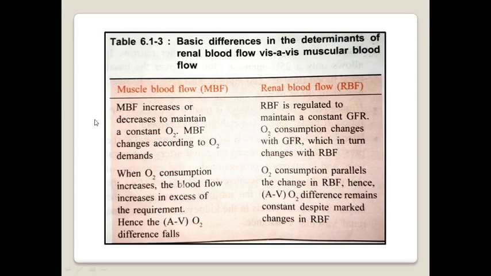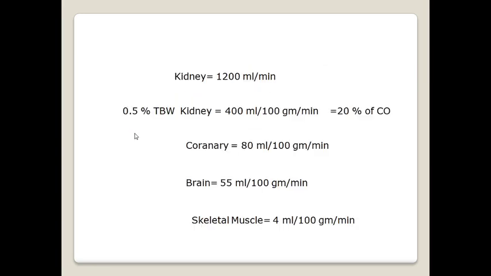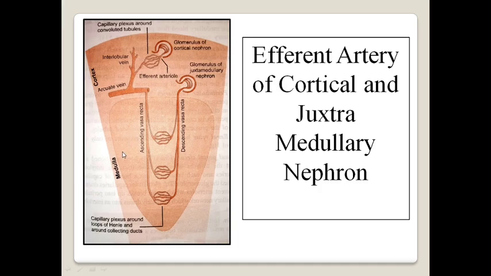So if we come to the intrarenal distribution of blood flow, you have to remember that 90% of the blood is distributed to the cortex of the kidney, while only 10% of the blood supplies the medulla of the kidney. In that 10%, 9% supplies the outer medulla of the kidney and only 1% supplies the inner medulla of the kidney. And what is the importance of this different blood supply to the kidney?